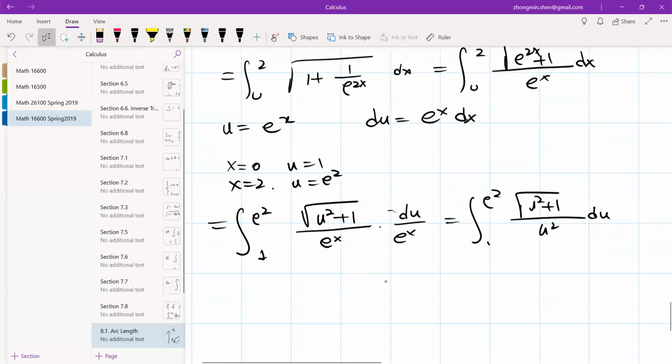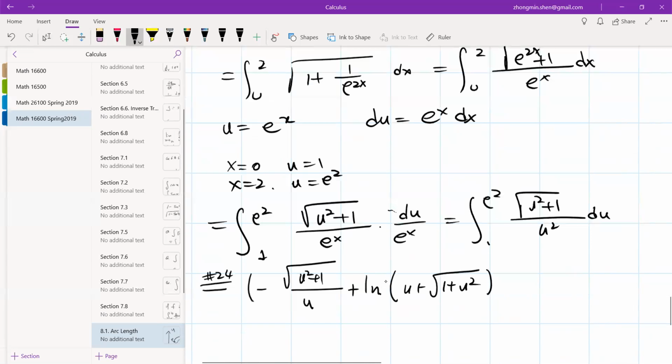We may use another substitution to evaluate, but at this point, I think we should look at the formula in the book, the last formula. Let's see, we have u squared plus 1. Another substitution you can choose is u equals tangent theta, but I think we can find the formula. Yes, this is formula number 24. It says that the antiderivative will be this thing.